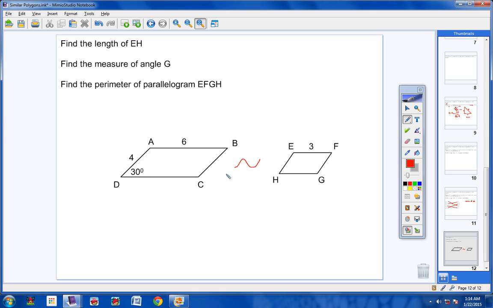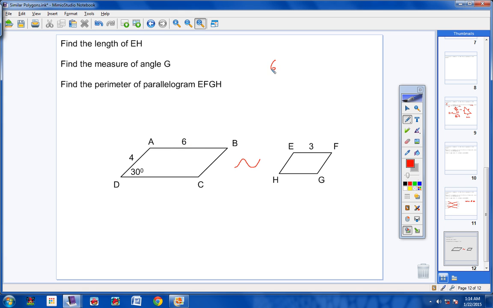Now, I want you to find the length of EH. Now, guys, we just learned how to use proportions and ratios in the last two lessons in this chapter. So let's continue on. These two parallelograms are similar. Okay, and they are parallelograms, by the way. I should have said that too. These are parallelograms, both of them. Now, if these two parallelograms are truly similar, then we can match up this side here with this side here.